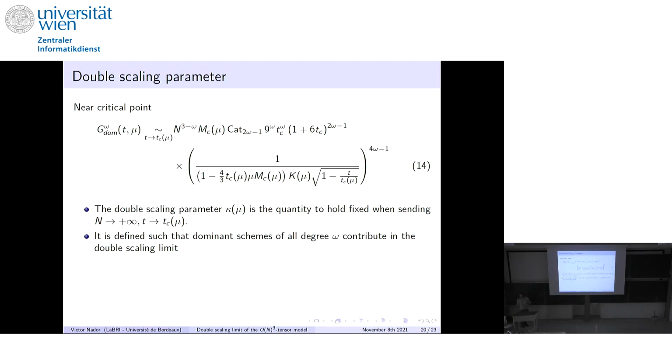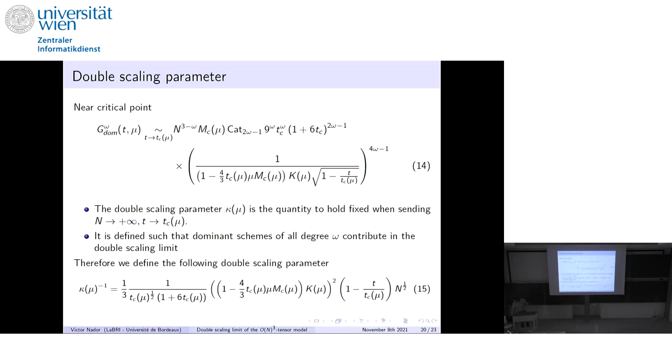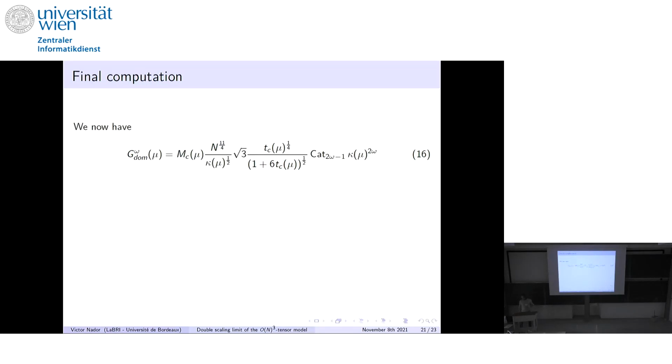So the idea is that the double scaling parameter is the quantity I'm going to hold fixed when taking n to infinity and t to its critical value. And it's defined in such a way that schemes of all degree omega will contribute in this limit. So basically, I have to make sure that the last factor compensates the scaling in n, which leads to defining kappa of mu like this. And so now the generating function for dominant schemes of a given degree takes this nicer form.